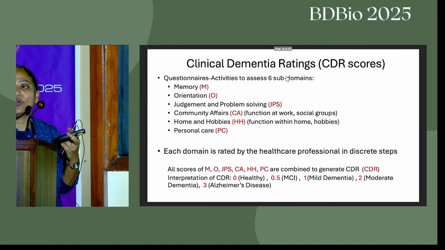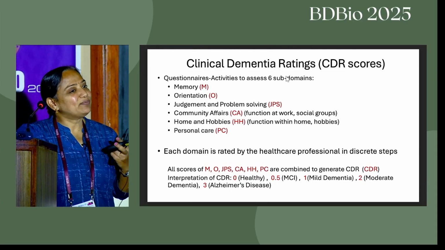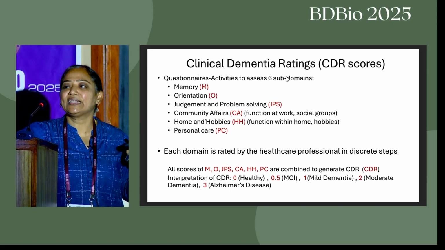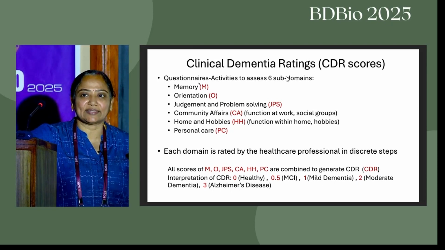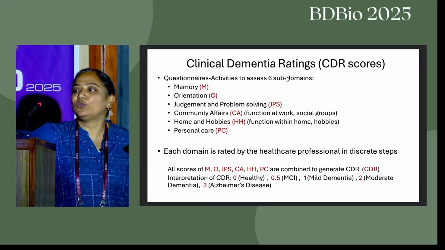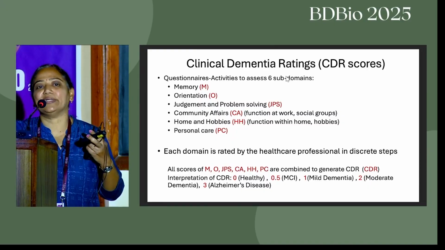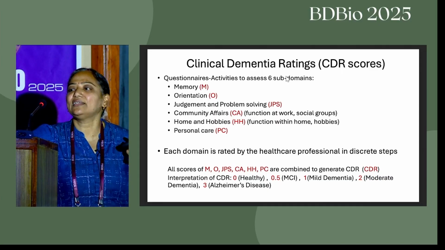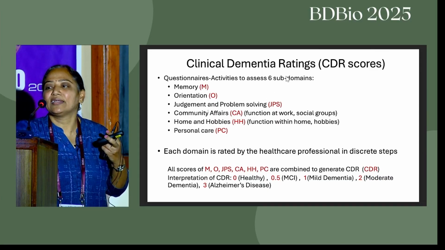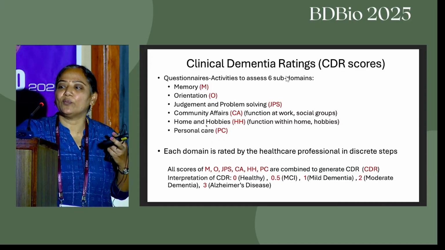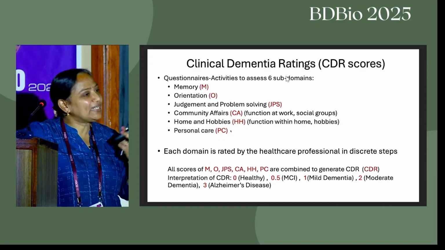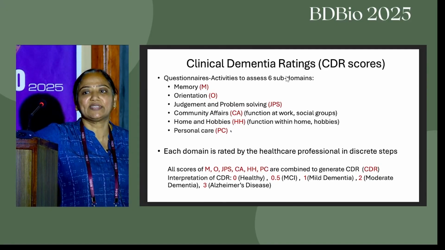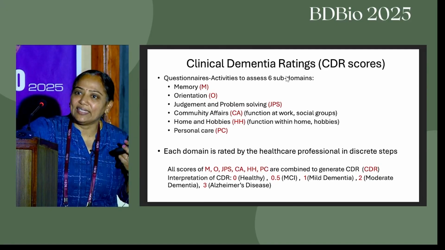First, the CDR scores. When the subject walks in suspecting something is amiss, the physician gives him a set of questionnaires or a set of activities to assess 6 main subdomains. They are as follows: memory, orientation, judgment and problem solving, community affairs, home and hobbies, personal care. These are fairly standardized. Anywhere in the world, any physician who's testing the person for dementia will look at these.